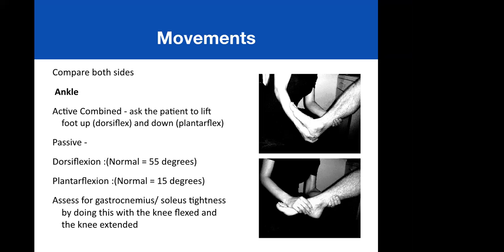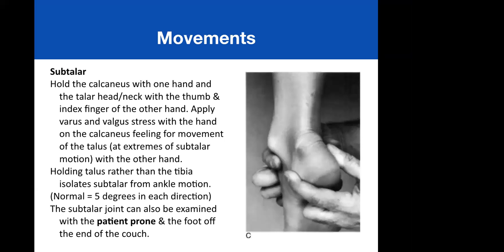You need to assess for gastrocnemius and soleus tightness with knees extended and knee flexed. That's the Silfverskiöld test, which we'll be telling you later. Subtalar movement, it's a very important movement and very commonly asked by examiner to demonstrate a subtalar movement. You can do it in multiple ways. One is making the patient prone and then eliciting it in this manner, where you hold the talar head and neck and move the subtalar joint by holding the calcaneum with your thumb and the index finger.